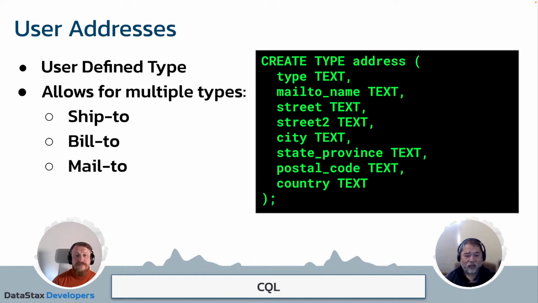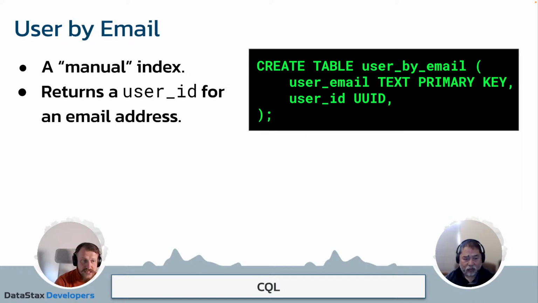But what matters for us the most, in Cassandra, you can define your own data types. So here we define data type address, and then we use it in a table, and each address will have type, street, city, whatever. So it's very convenient to use, and a single user can have multiple different types of those addresses. User by email then is our primary index, kind of manual index, we can say, which returns the user ID for an email address.